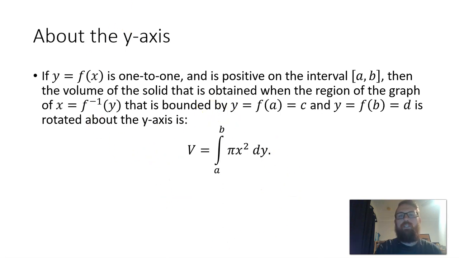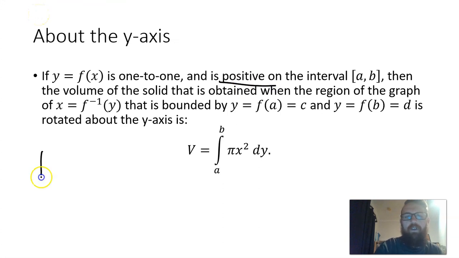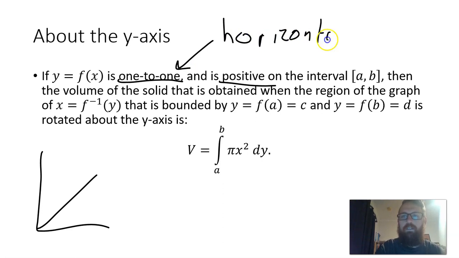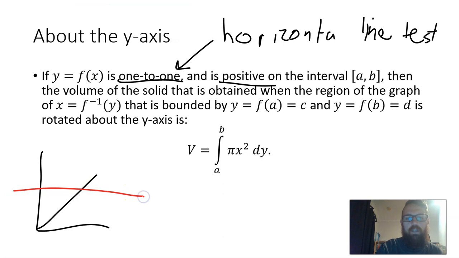So let's think about what our conditions are now. If we've got a function, firstly we need it to be positive. Our first example in the last video was y equals x, so that's positive there. Now the other condition is that the function is one-to-one. The way we tell if something is one-to-one is using the horizontal line test. If you draw a horizontal line across here and it hits just once, that means you're all good.